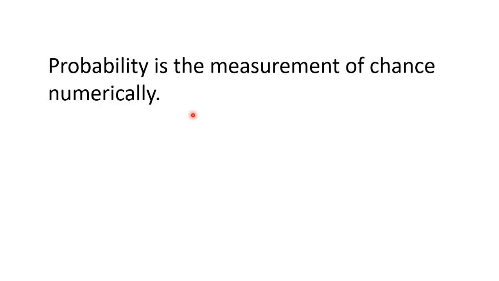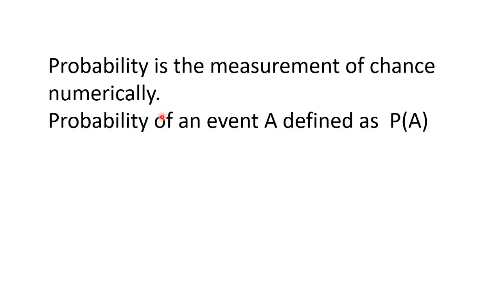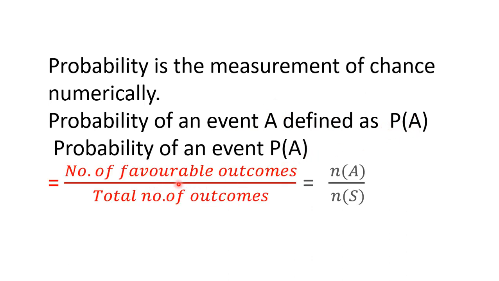Before this, let us recall probability, that is the measurement of chance numerically, and probability of an event. Now, an event is denoted by A, so the probability of an event A is P of A. It is given by the number of favorable outcomes upon the total number of outcomes, where the number of favorable outcomes we denote by n of A, upon n of S, that is the number of total outcomes. Okay, so let's start the problems.